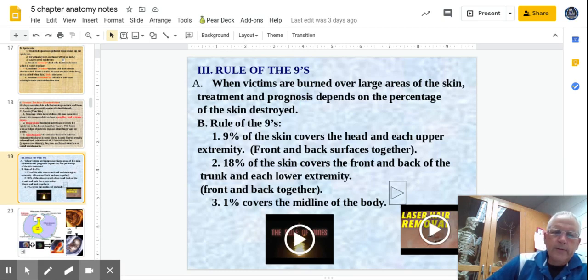So watch that video. It goes through that a little bit more, but it's just a way of diagnosing how the body is divided up, the skin, and that way we can assess someone who comes in, because prognosis and treatment is dependent upon how much damaged skin is there, what percent.